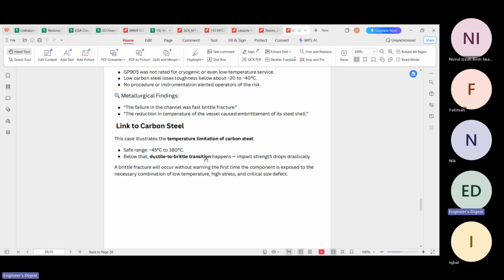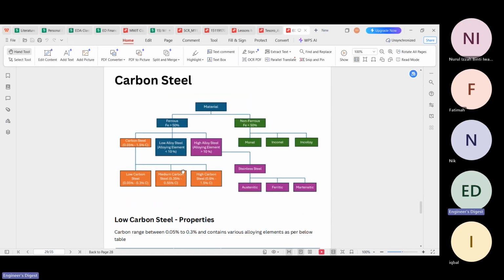Ductile to brittle transition means that at a higher temperature, and later I will show the graph, the material is ductile, but when it reaches about minus 20 degrees, it becomes brittle. This is a transition for the same material. A brittle fracture will occur without warning the first time the component is exposed to the necessary combination of low temperature, high stress, and critical size defect. Important point also: without warning. You will not see any necking of this material. It will just suddenly break like glass. So far, okay? Understand?